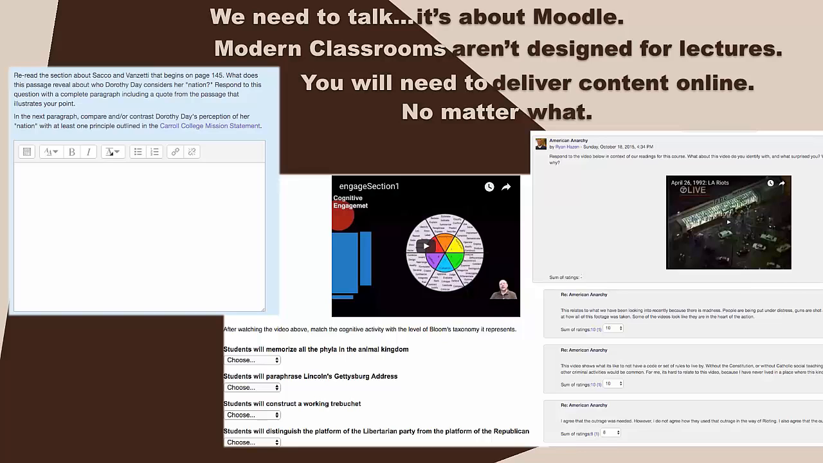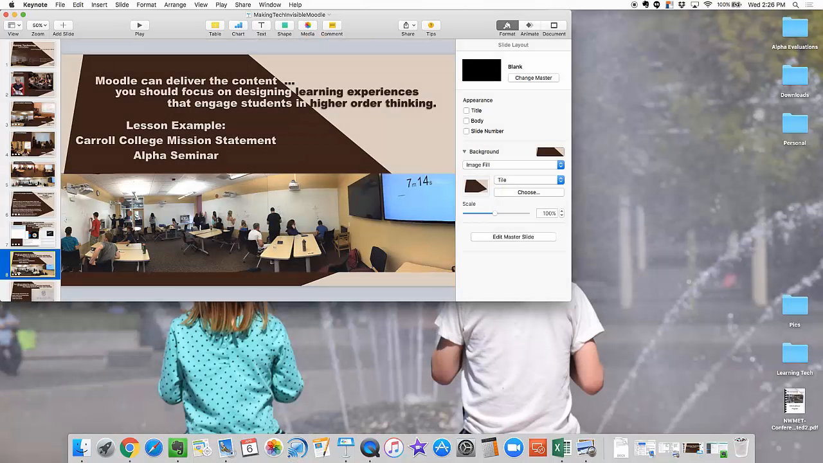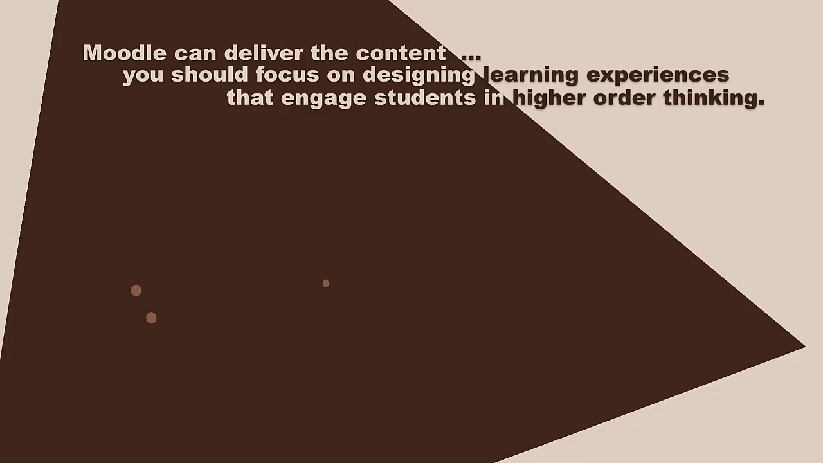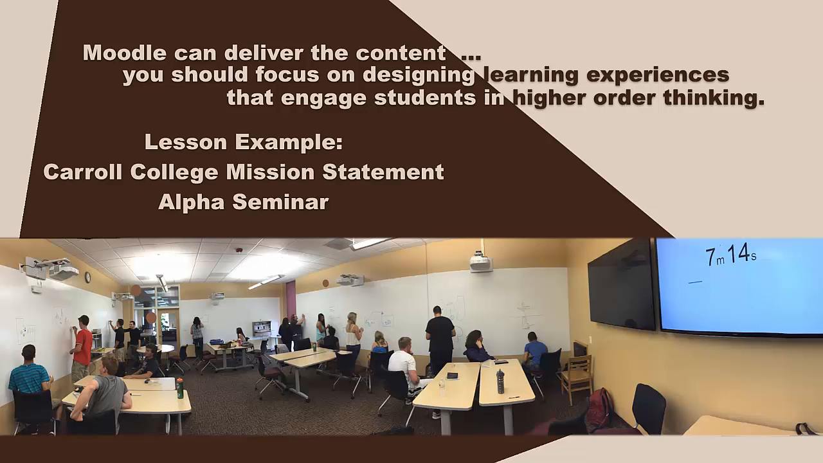So Moodle can deliver the content, and you should focus on designing learning experiences that engage students in higher order thinking when they're in their classroom. So here's a lesson example from my freshman seminar class. You'll notice in this classroom we've got those 5 projections that go all the way around the room. We have a couple extra TVs over here with Apple televisions connected to them. So on the TV here, the students have a timer, and they're working collaboratively in groups to explain the Carroll College mission statement through drawing on the wall, through a visual representation of what is in our mission statement.